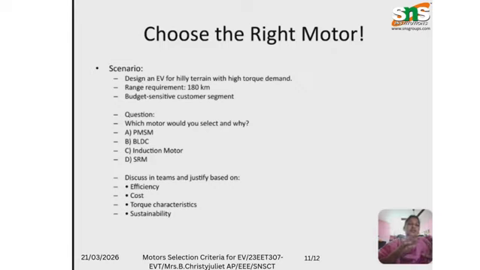Now let's apply what we've learned. I have given a scenario wherein we are going to design an EV for a hilly terrain which needs high torque, a range of 180 kilometers, and it is for a budget sensitive customer segment. The question here is, which motor would you select and why? We have the options PMSM, BLDC, induction motor, and SRM. Think based on the factors we have discussed previously: efficiency, cost, torque, sustainability, everything.